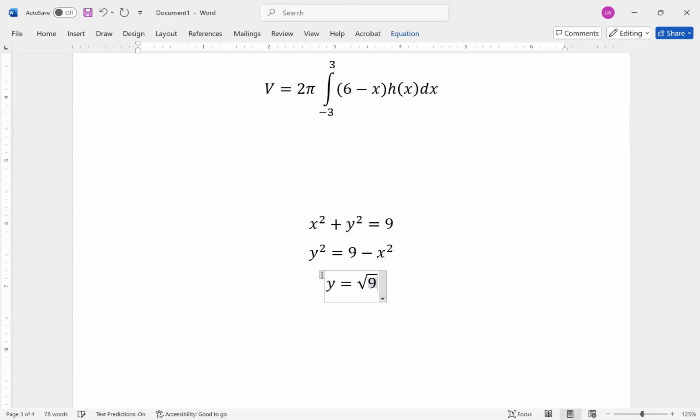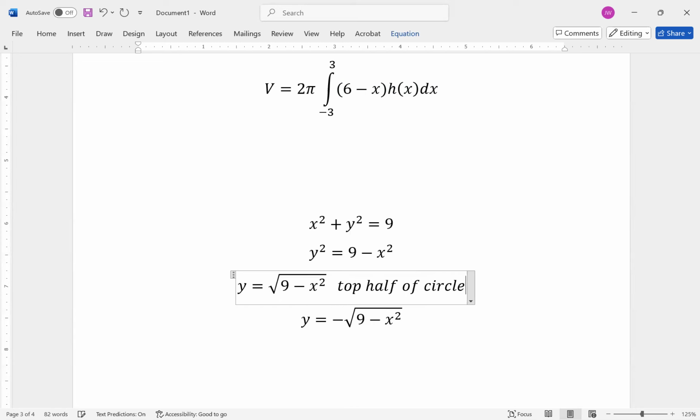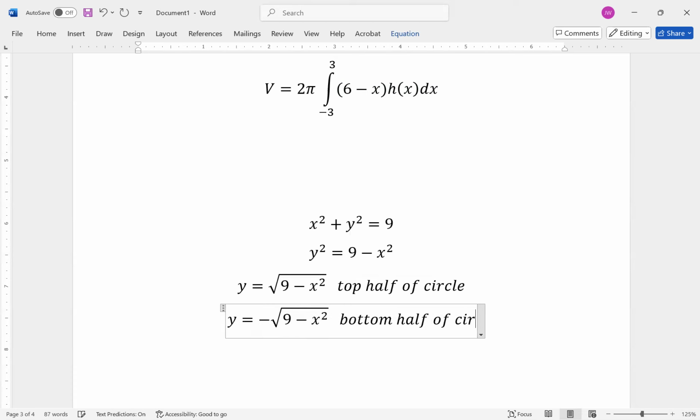of this 9 minus x squared, this equation would give me the top half of the circle because the top half of the circle represents positive y values. On the other hand, if I took a negative square root, then that would indicate that my y values are negative, and that would be the bottom half of the circle.